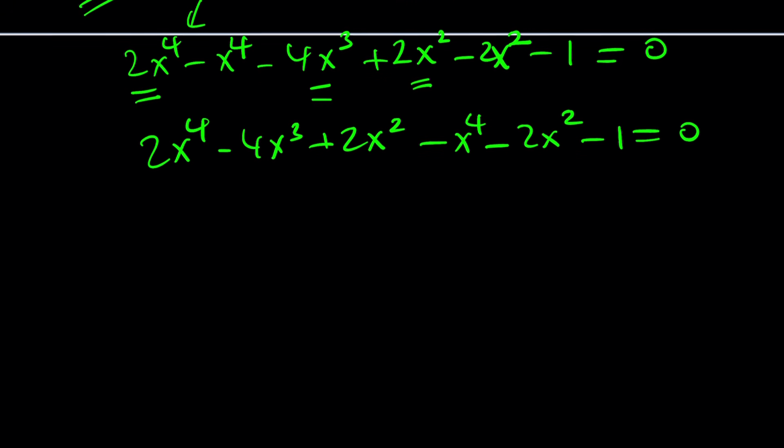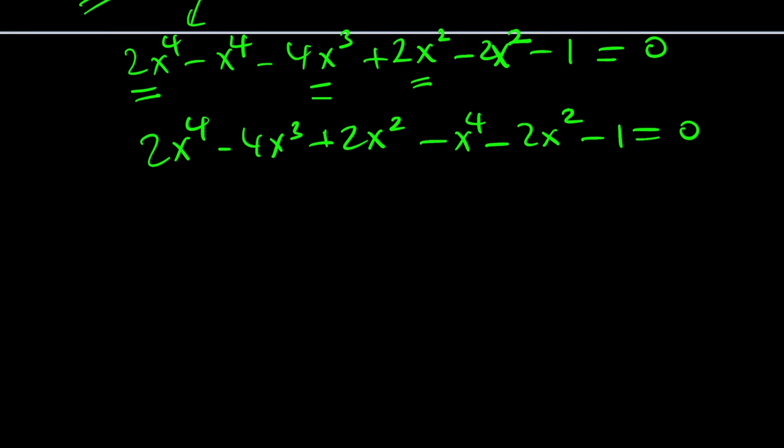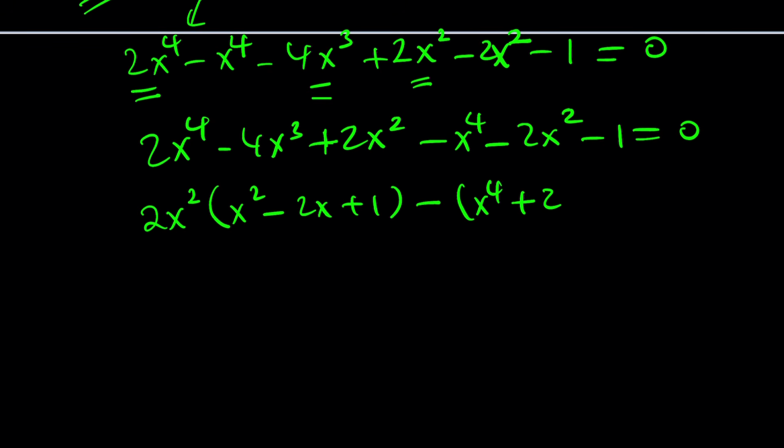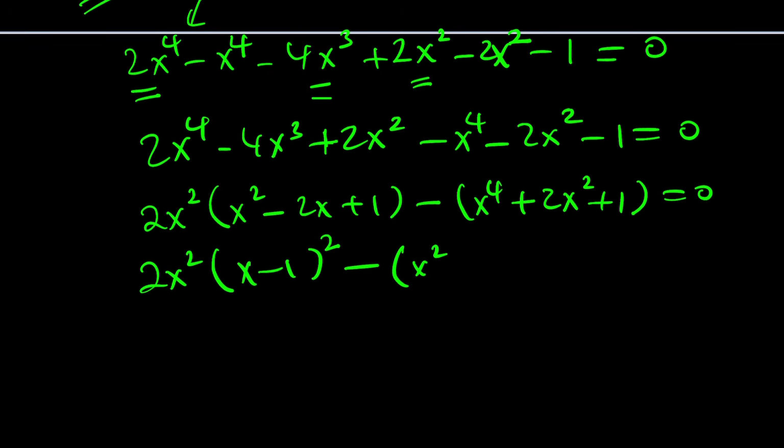And that's not going to be very easy, right? How on earth would you discover something like this? By trial and error, maybe. But here, if you factor out a 2x squared, you're going to get x squared minus 2x plus 1 minus x to the fourth. Everything will be negated inside the parentheses, right? It's going to look like this. Now, this is 2x squared multiplied by x minus 1 quantity squared. And this is x squared plus 1 squared equals 0.